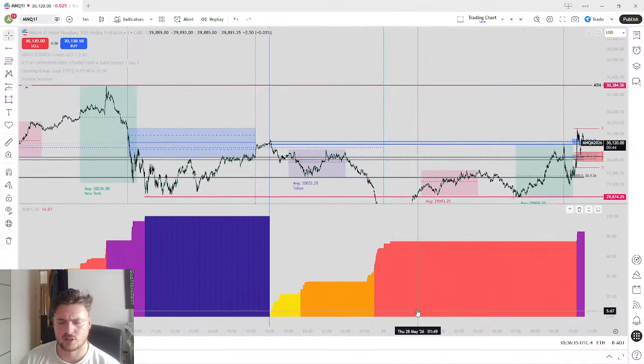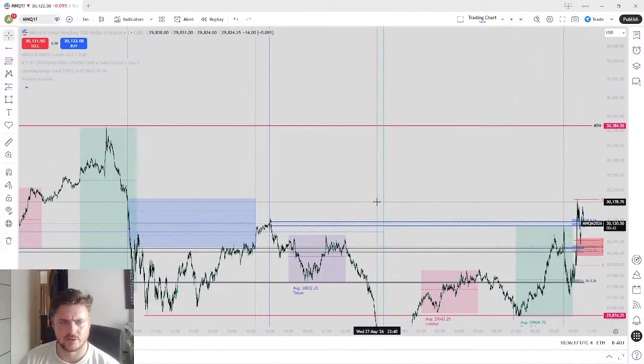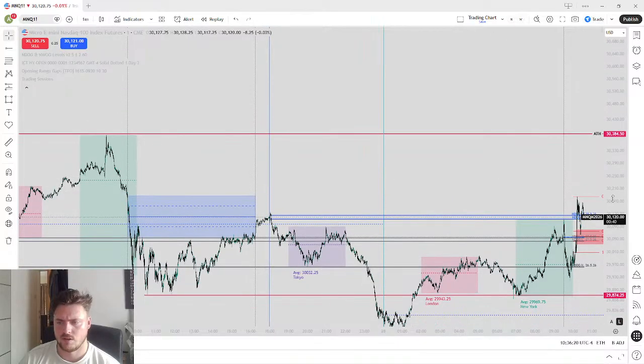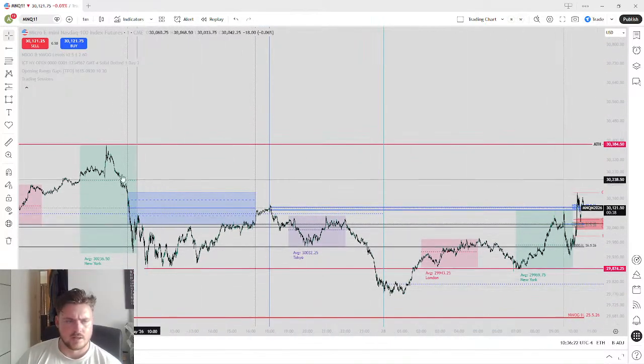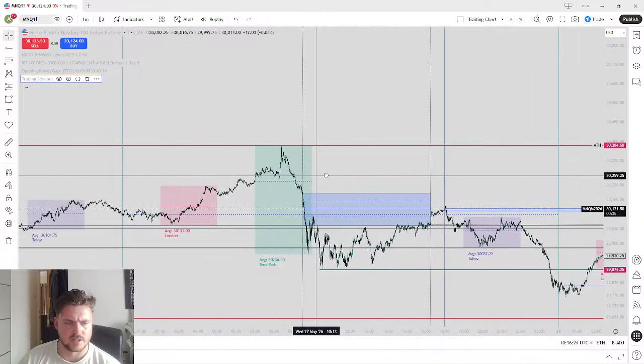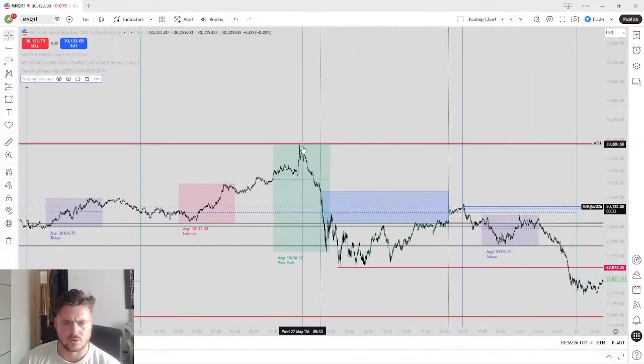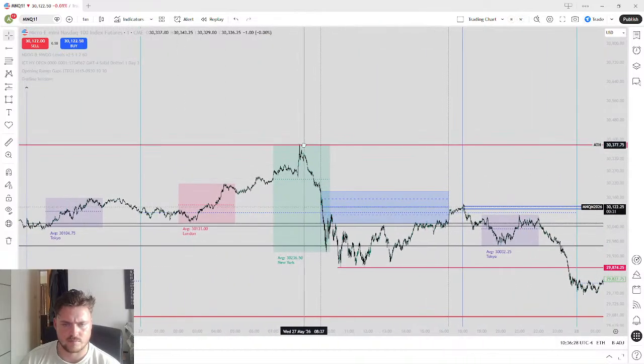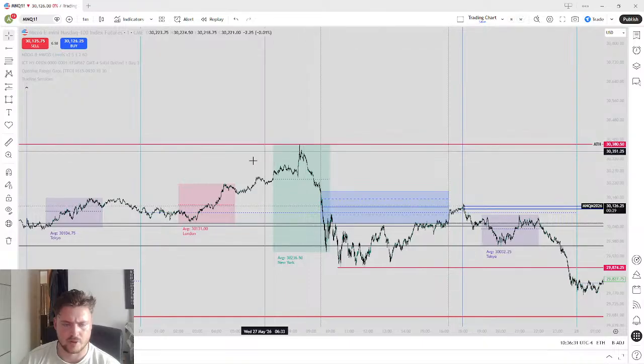And the next liquidity pool, get rid of that off the chart. There's all this liquidity void in here. All-time highs. So that's the direction my bias would be in.